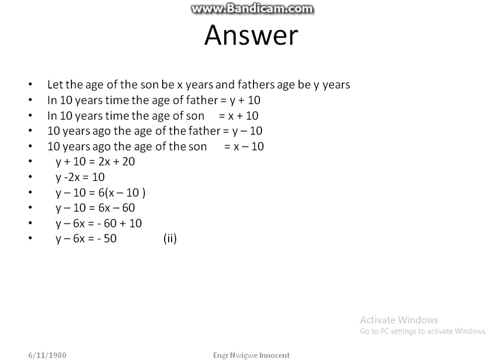From equation 1 and equation 2 we have 4S is equal to 60. S is now equal to 15. Son's age is equal to 15 years.